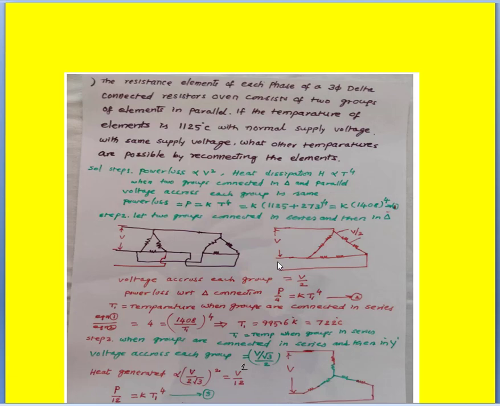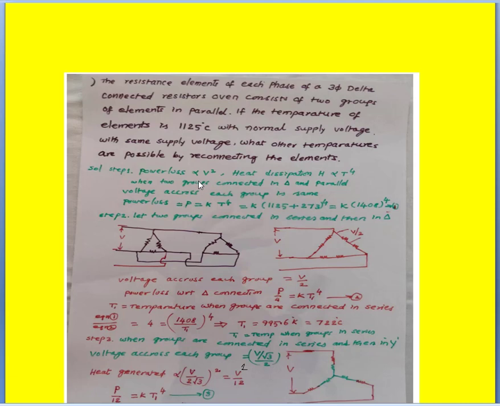So now if you look at this, the voltage for this branch is capital V, but the voltage across each group, that is say here, this resistor will get the voltage drop of V by 2. So that is, voltage across each group is V by 2.